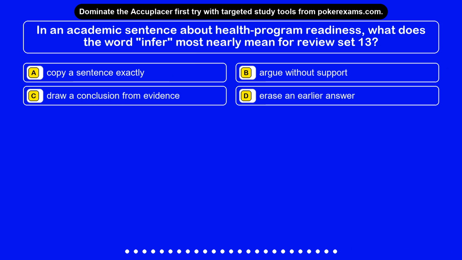Question 15. In an academic sentence about health program readiness, what does the word infer most nearly mean for review set 13? Option A. Copy a sentence exactly. Option B. Argue without support. Option C. Draw a conclusion from evidence. Option D. Erase an earlier answer.